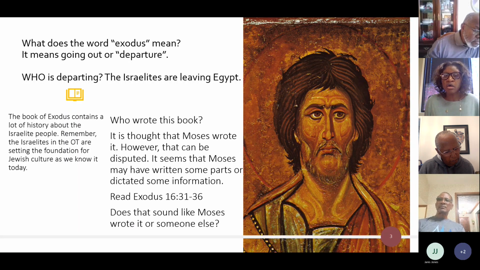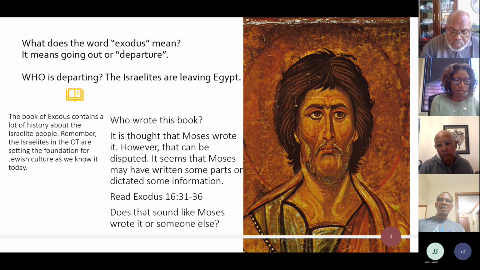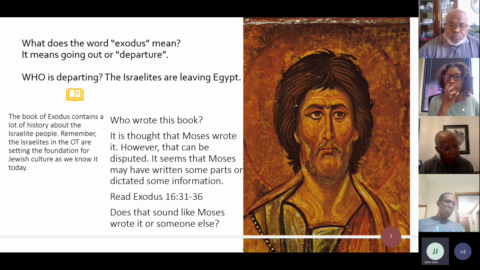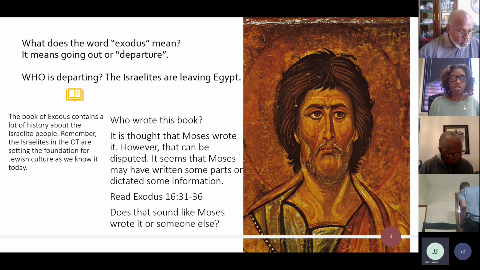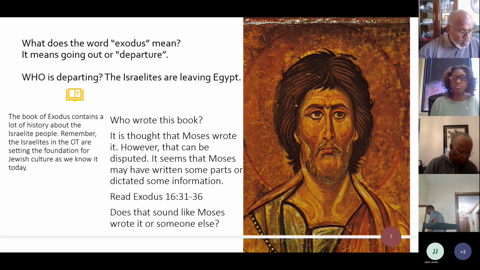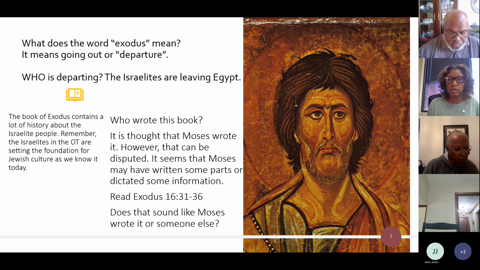All right, let me just pause. Did anybody get a chance to look at their Bible and see if you have an author? My Bible says the first book of Moses called Genesis, and for Exodus, it says the second book of Moses called Exodus. All right. So it's very much attributed to Moses. Very much attributed to Moses.